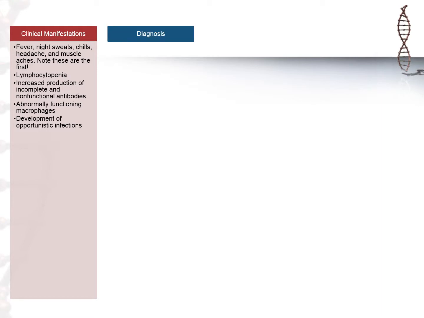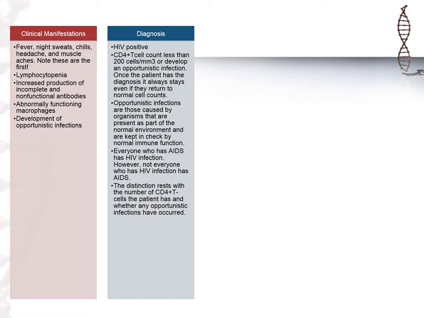Diagnosis leads to an HIV positive test, a CD4 plus T cell count of less than 200, or they develop an opportunistic infection. Once the patient has the diagnosis, it always stays, even if they return to normal cell counts. Opportunistic infections are those caused by organisms that are present as part of the normal environment and are kept in check by normal immune function.